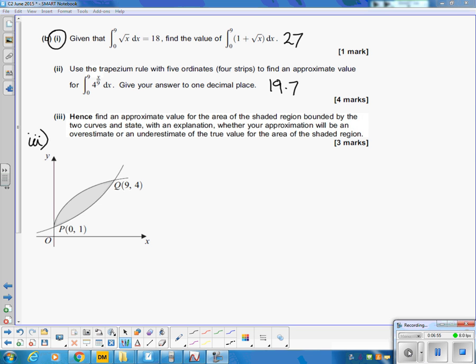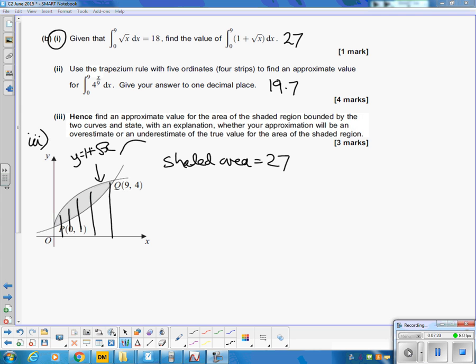So in part 1, we've worked out the area under the curve 1 plus root x. Now that's the top curve. So it helps if you can recognize your curve. So that's the curve y equals 1 plus square root of x. Square root of x graph goes like that. So we know the area under there is 27. Okay? So shaded area is going to be 27. So that gives us all that area.